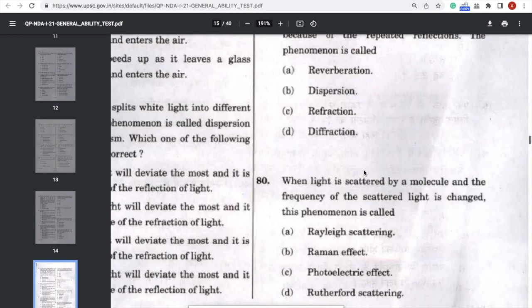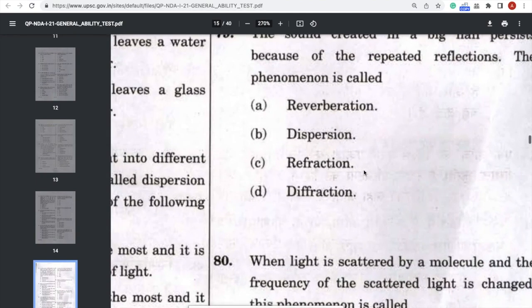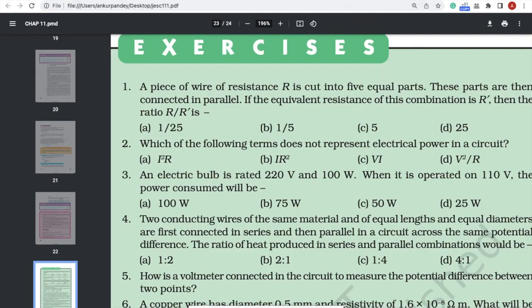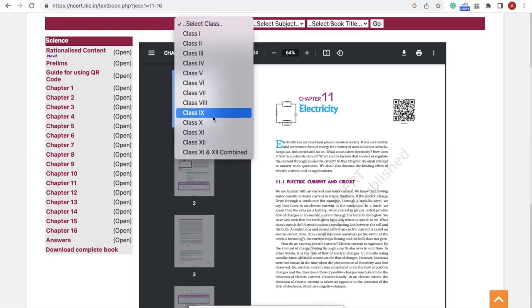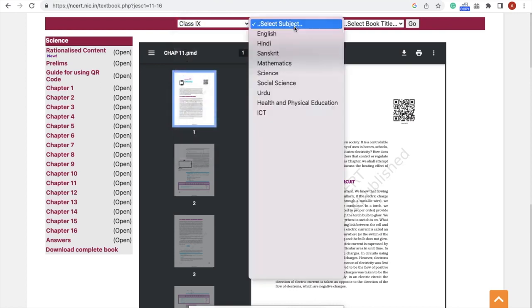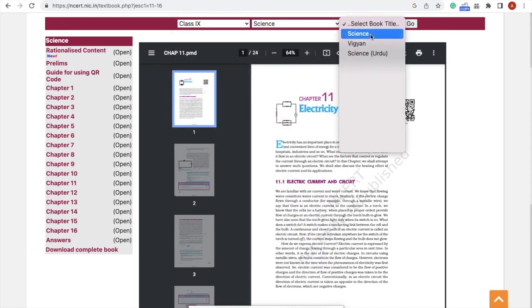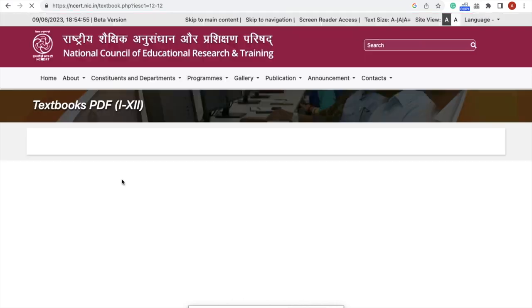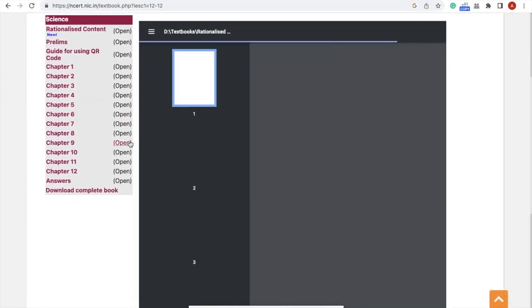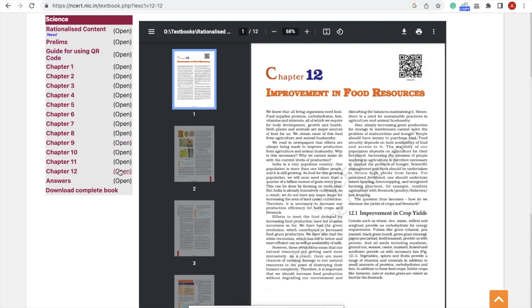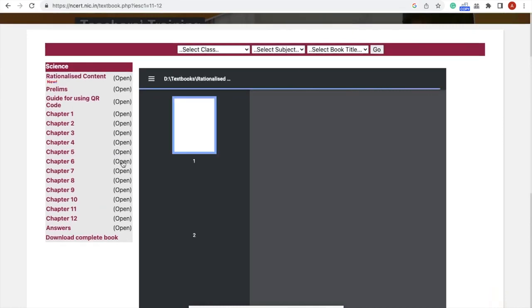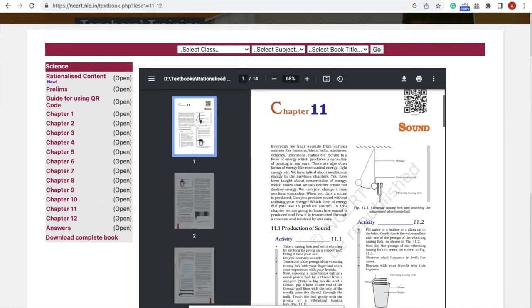Yes? Look, this is visible, 79. Tell me the answer. It is a 9th grade question. Should I show it now? Look, we went here. Select class, 9th grade. Select subject, science. Select book, science. Go. Chapter sound. I guess it's the last chapter. No, it might be 11. Some last chapter only. Yes, is it visible?